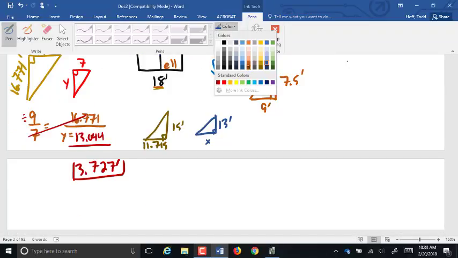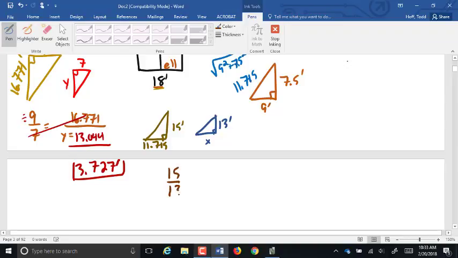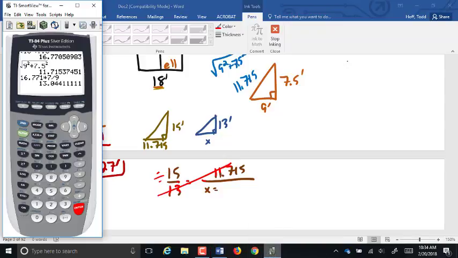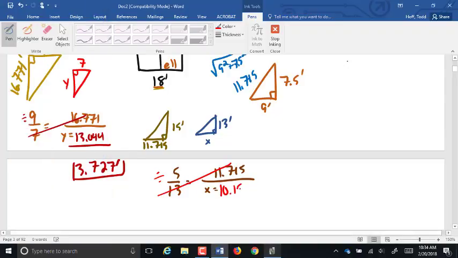So we now have 15 over 13 equals 11.715 over X. Cross multiply and divide: 11.715 times 13 divided by 15, 10.153, which is going to give us 1.562 feet on the L side. So it's the exact same calculations.